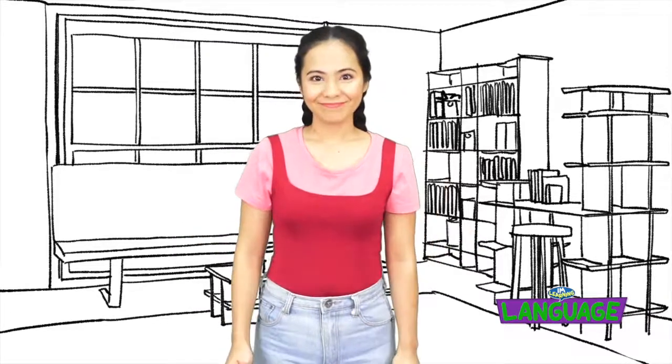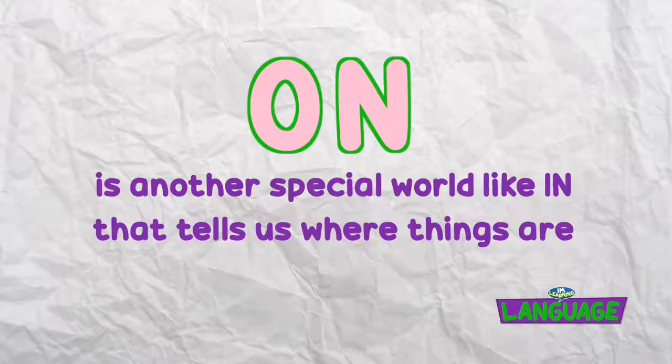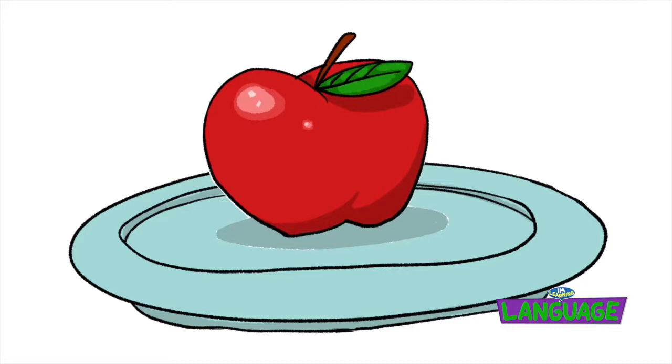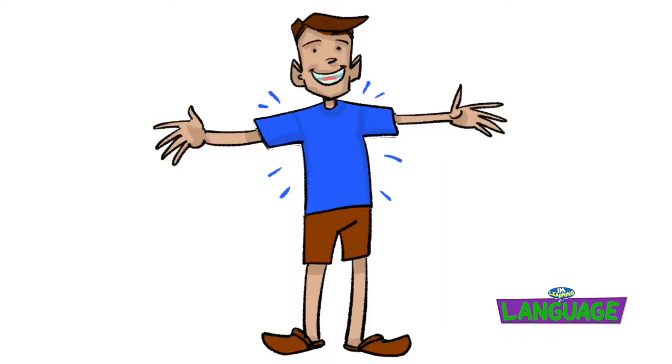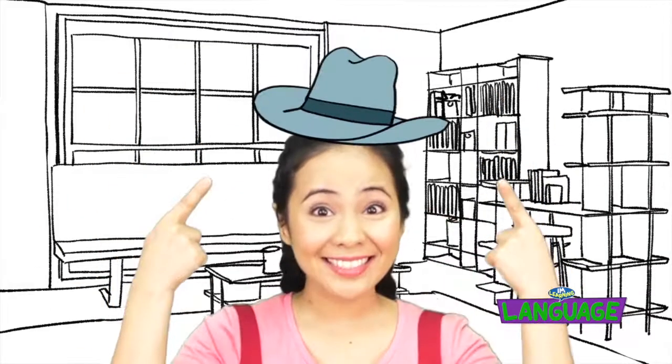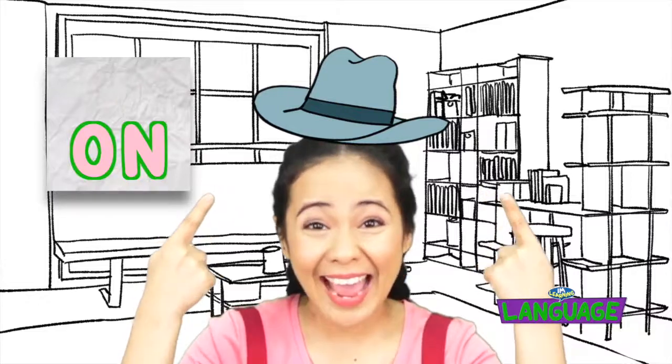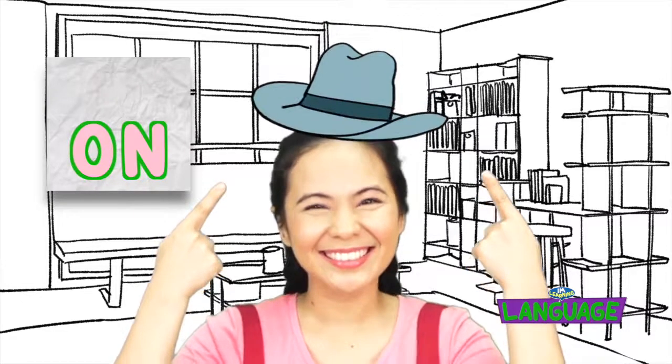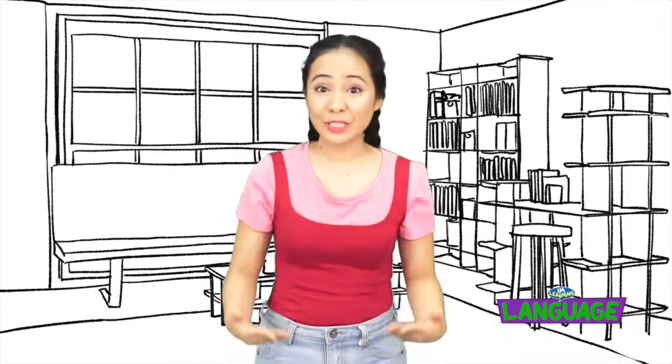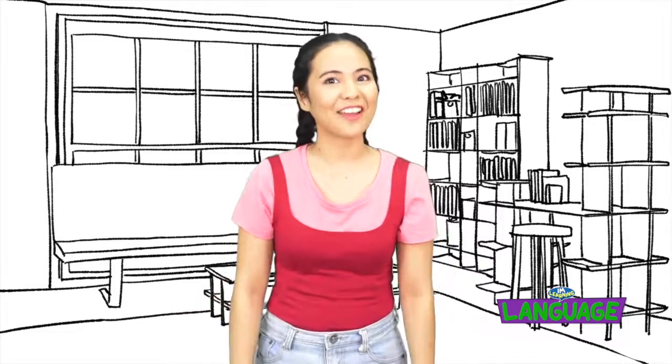Now, let's learn about on. On is another special word like in that tells us where things are. On tells us that things are on top or being worn. When I wear my hat, it's on my head. Let's go through some examples until we get the hang of it.